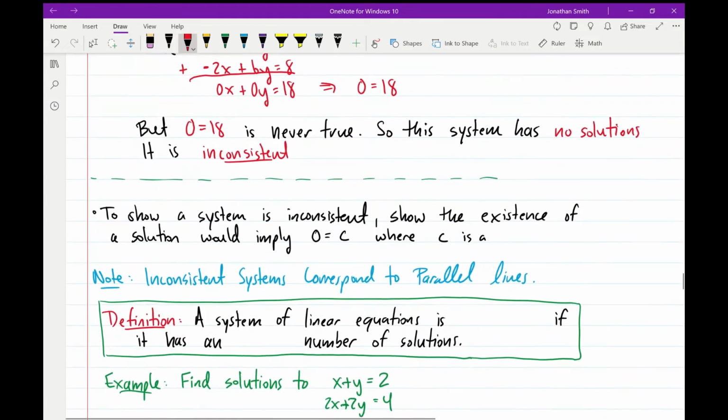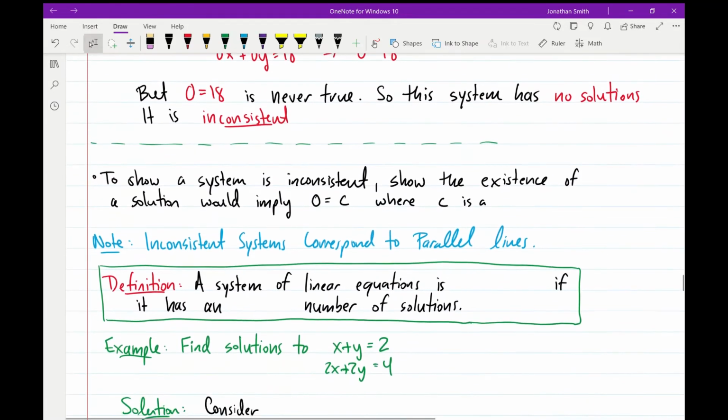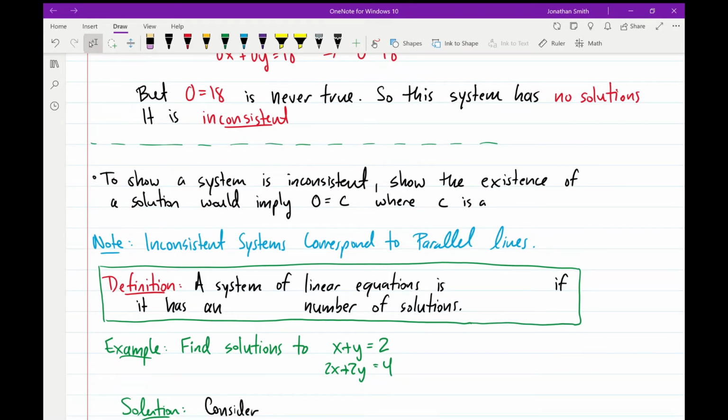So generally, to show that a system of equations is inconsistent, it's always going to end up having this form. You're going to do some elimination and figure out that 0 would be equal to some non-zero constant, so 0 would be equal to c, where c is a non-zero constant. And if we end up at a spot where we're requiring 0 to be equal to something that's not 0, then we say, okay, that's absurd, this is a contradiction, so there can't be any solutions.